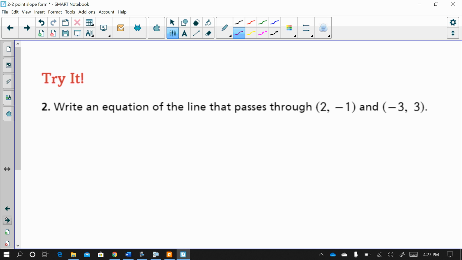All right, so now it's your turn. You're going to write an equation of the line that passes through the point 2, -1, and the point -3, 3. Please pause the video and try this problem.